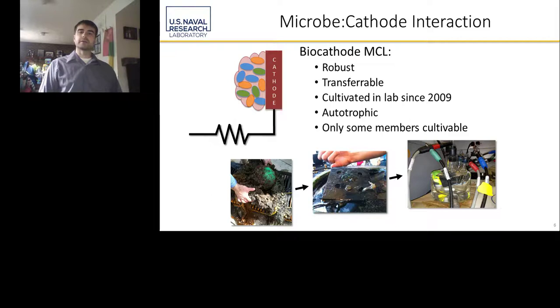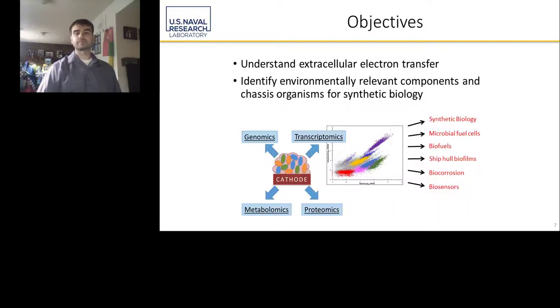The key thing here is that only a few of the bacteria that are growing here are actually things that we've been able to cultivate in a pure culture in the lab. And one of the ones that we haven't been able to grow is the autotroph. So we've been using some culture-independent methods to try and understand how it's able to do that.